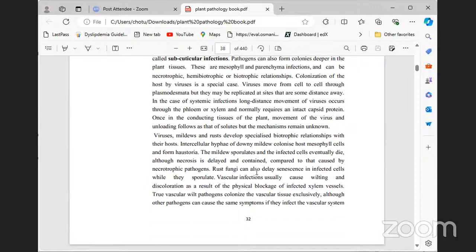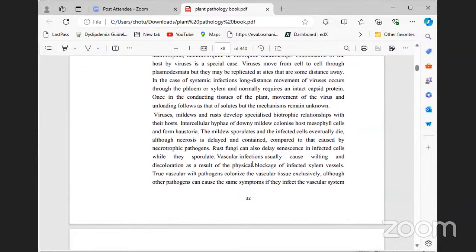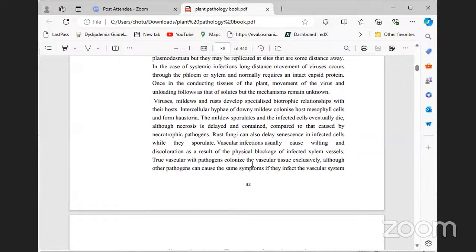Viruses, downy mildews, and rusts develop specialized biotrophic relationships with their hosts. Intracellular hyphae of downy mildew colonize host mesophyll cells and form haustoria. The mildew sporulates and the infected cells eventually die. The necrosis is delayed and contained compared to that caused by necrotrophic pathogens. The rust fungi can also delay senescence of infected cells while they sporulate.